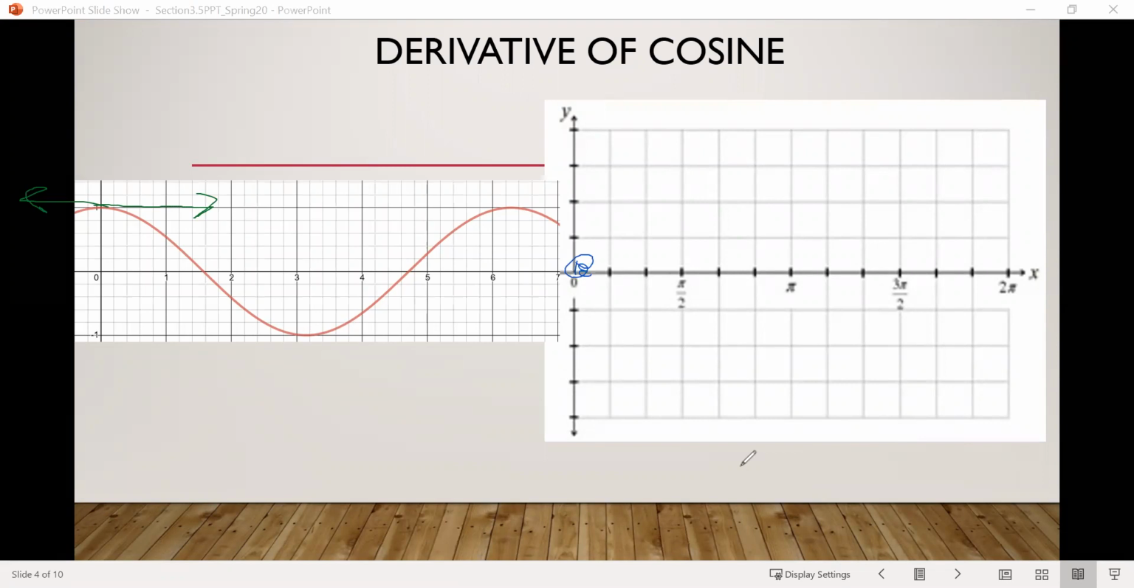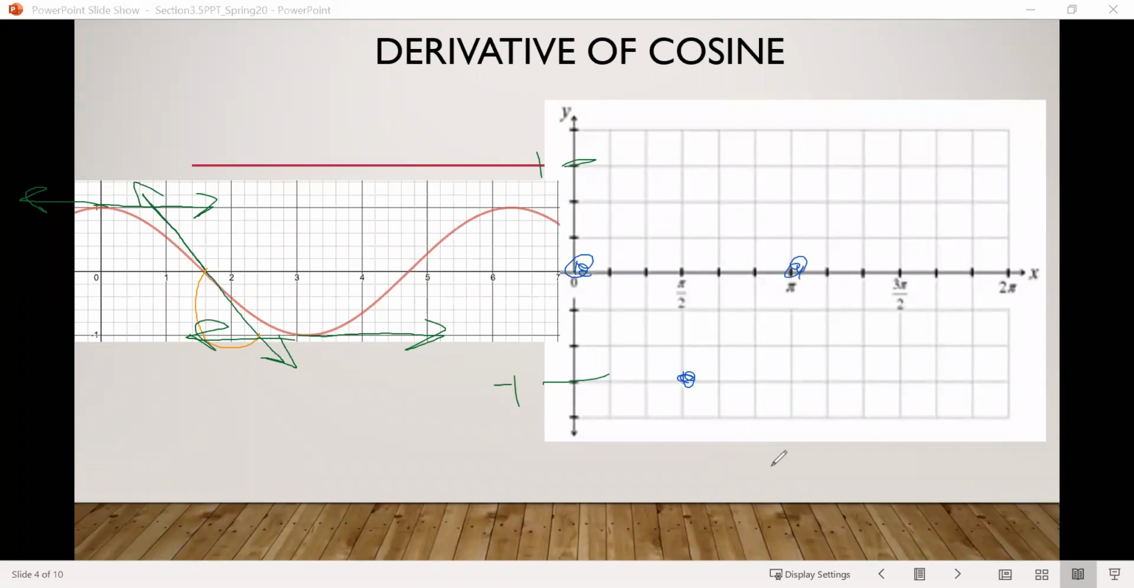At pi over 2, now it looks like we have a line sloping down. That's a pretty good drawing, actually. If we look at the slope there, it looks like it goes down 1, about over 1. So it looks like there the slope is negative 1, which on my graph here, call this negative 1, this positive 1, so we would be down here now. And then at pi, we have a valley there, so that's going to be a horizontal tangent line, so we see that that's at 0.